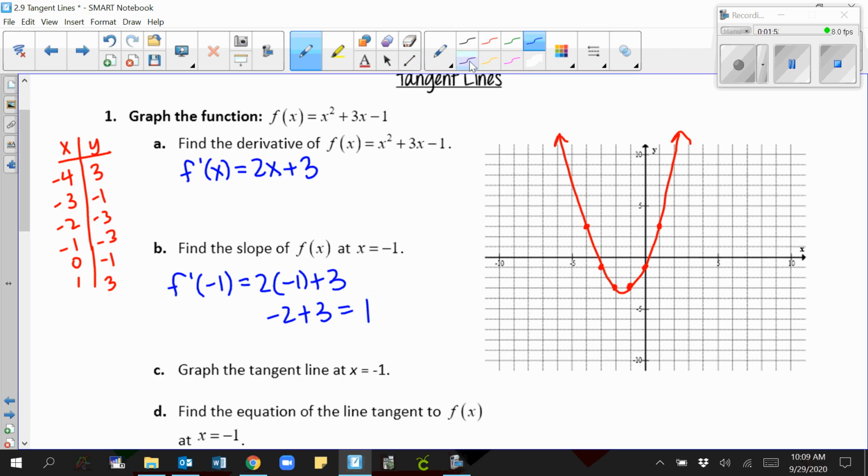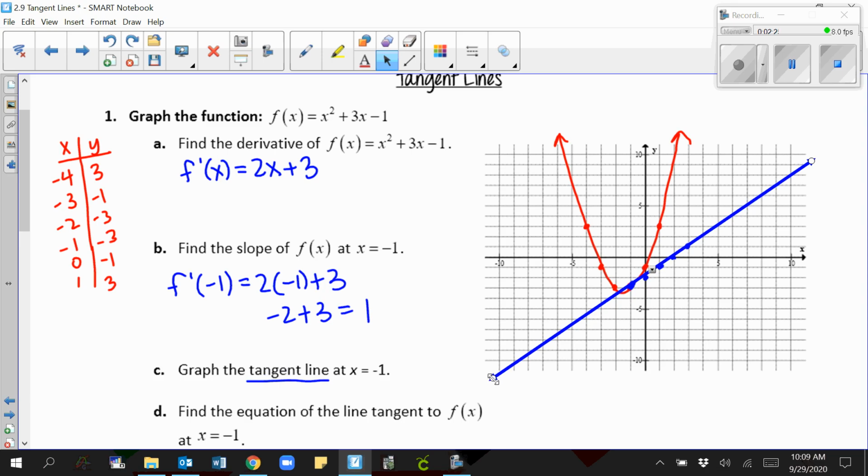So what I'm looking at here for part C is my tangent line at x equals -1. So I know at -1 it's going to go through this point right here, and then I just found that the slope was 1, so it's going to go up 1 over 1, up 1 over 1. And so my tangent line is going to look like this. Ooh, let's try that again. It's going to look like this, and I'll extend it over here as well. There we go. There's my tangent line.